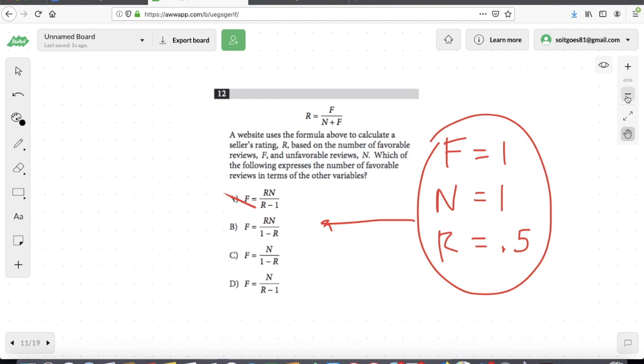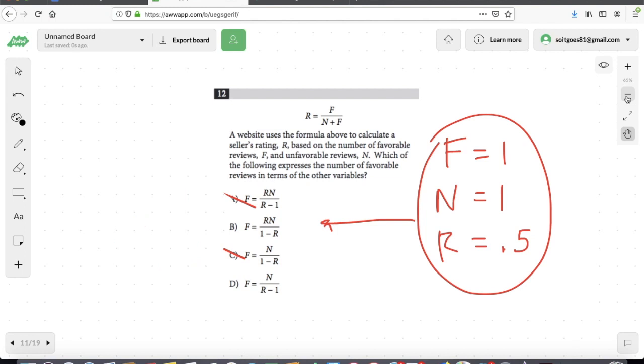Answer choice C. Let's test that. So we've got 1 equals N, which is 1 in the numerator, divided by 1 minus R, which is 0.5. Is that a true statement? No, right? We get 1 divided by something that's not 1. 1 minus 0.5 is 0.5. I think it's going to be 2, so it's not answer choice C. We can eliminate that. Any questions?